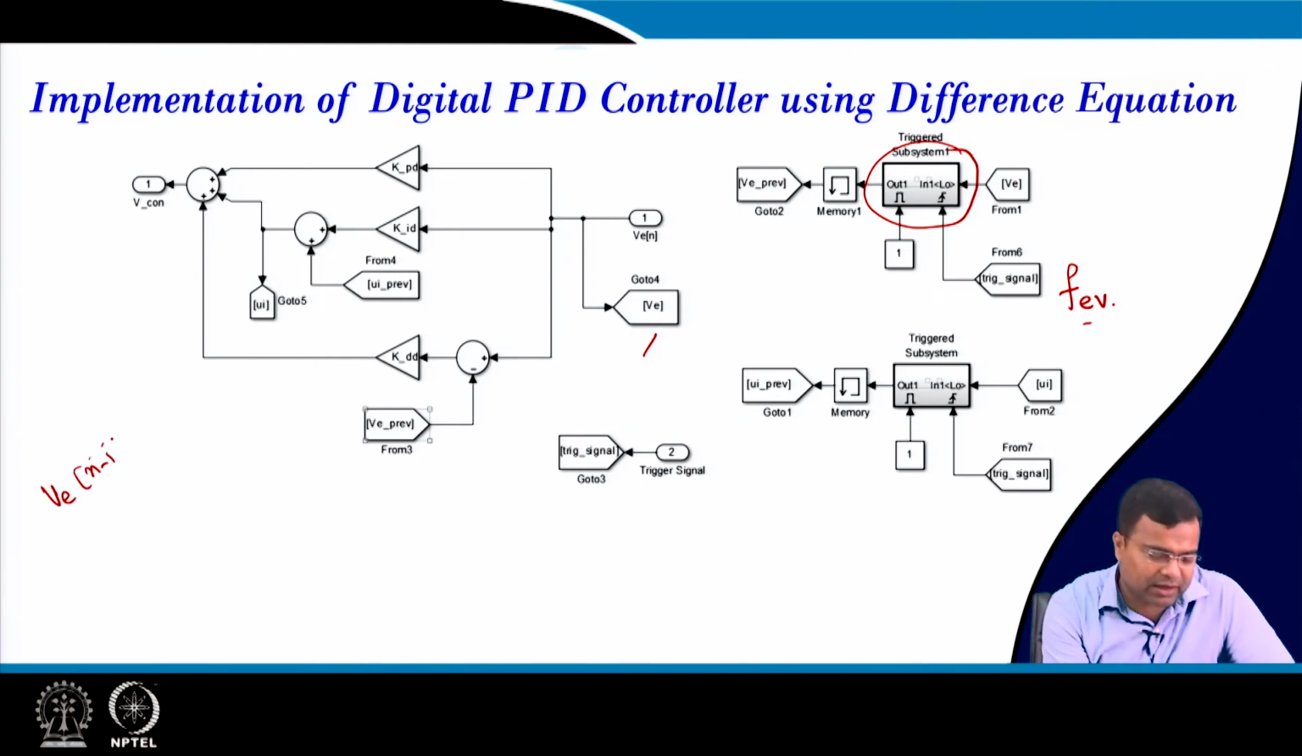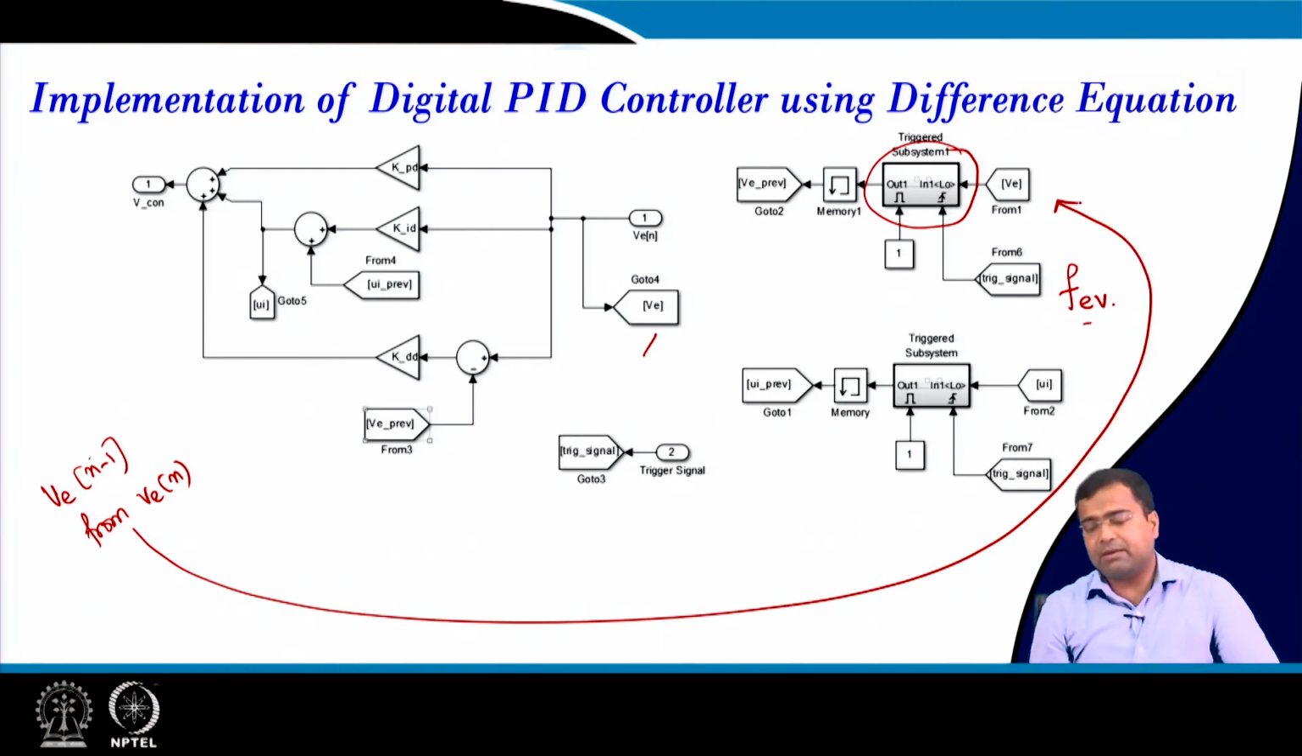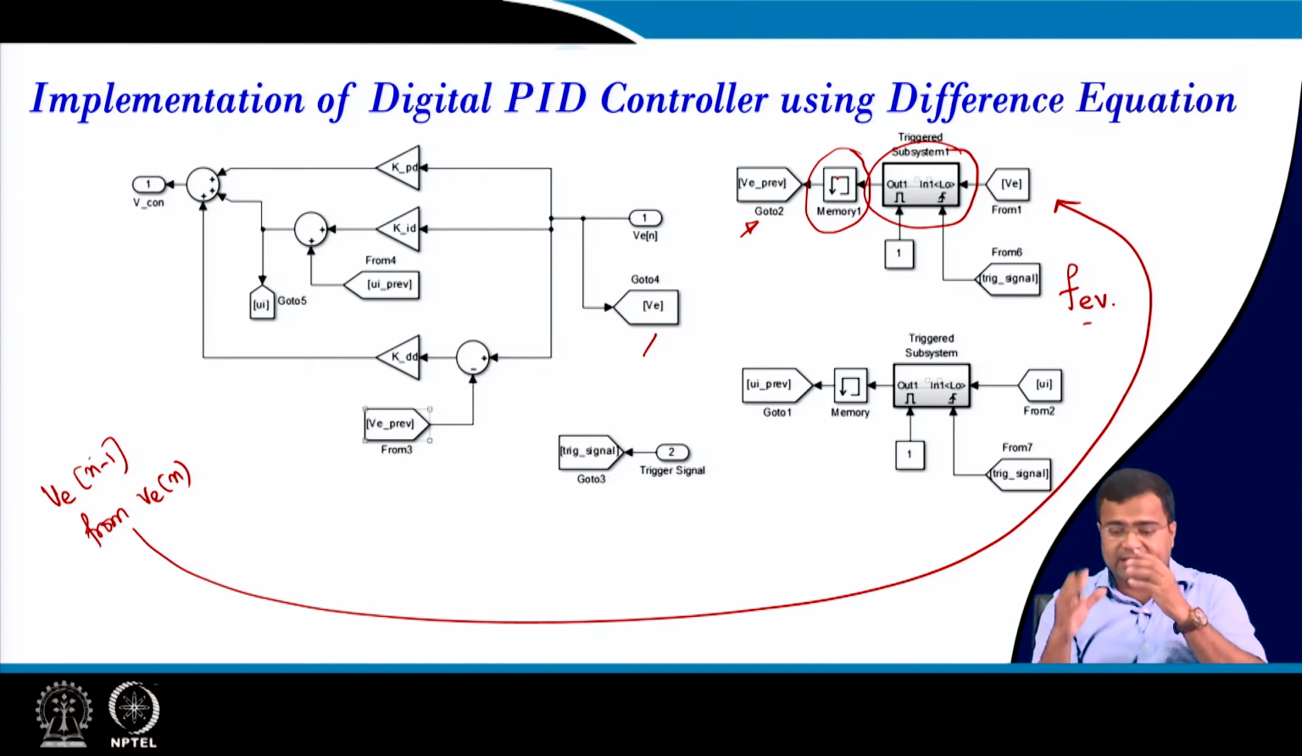Ven minus 1 from Ven, and this process is shown here. This memory is needed at the start of the simulation, because if you start the simulation, since there is no value here, it cannot start the simulation, it will show an error, because it has to have something here. So, that is why the memory block is there.